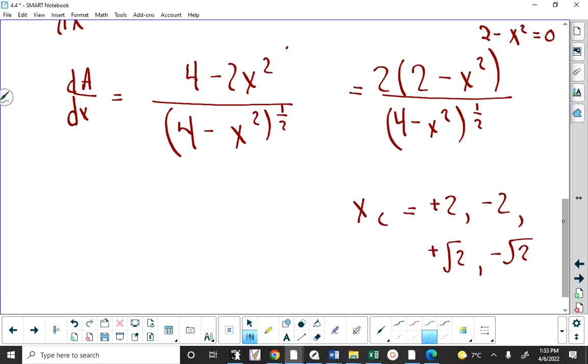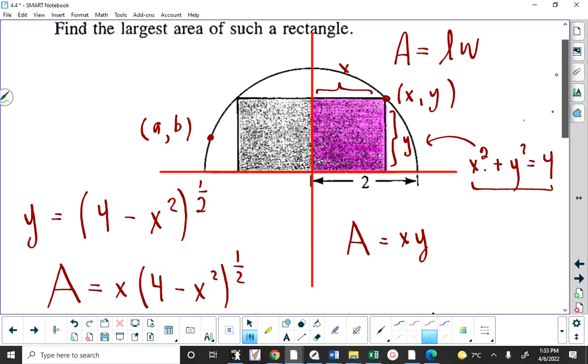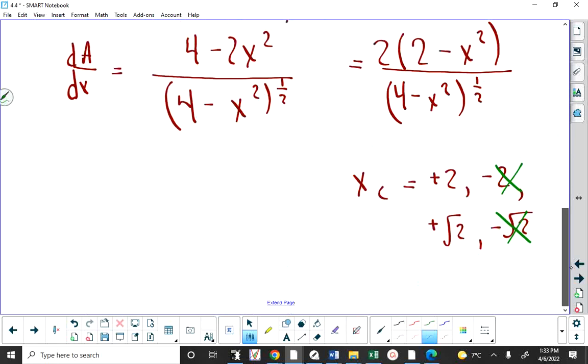Negative numbers are out because in the context of the question, my rectangle is in quadrant 1. That's the best way to think of it. Maybe it's better to just say it's a shape. The length can be positive only. Does anybody know why 2 is out?